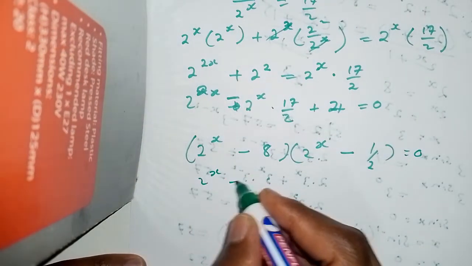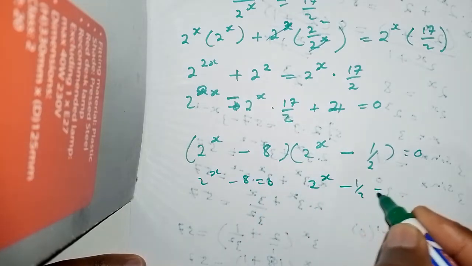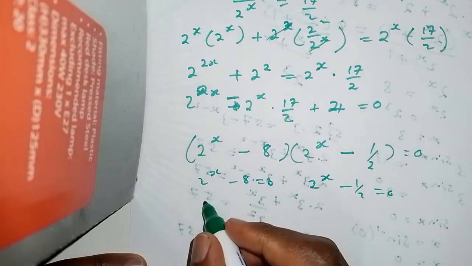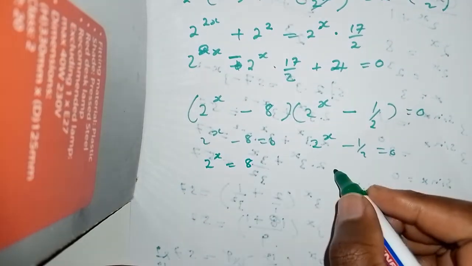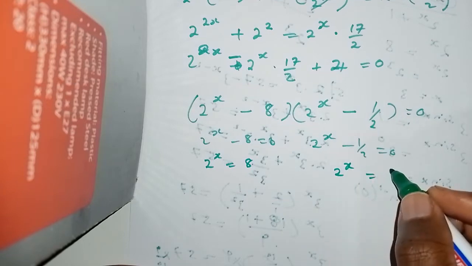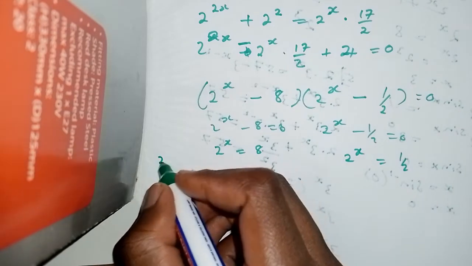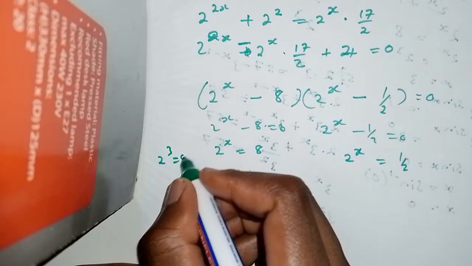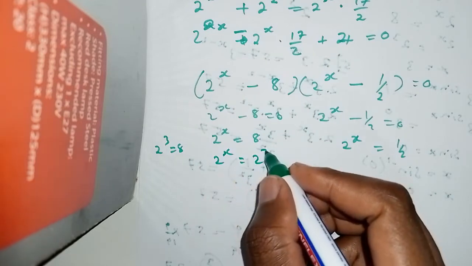2 to the power x minus 8 is equal to 0. 2 to the power x minus half is equal to 0. And then 2 to the power x is equal to 8. 2 to the power x is equal to half. Then 8 can be written as 2 to the power 3. This is equivalent to 8, right? Then I can just say 2 to the power x is equal to 2 to the power 3, right?